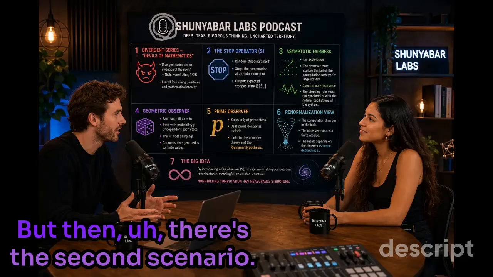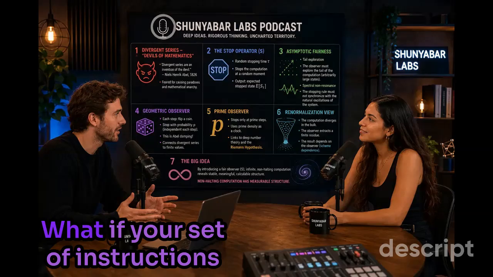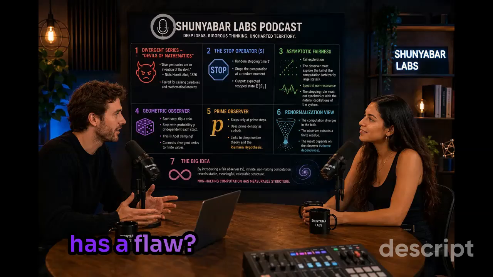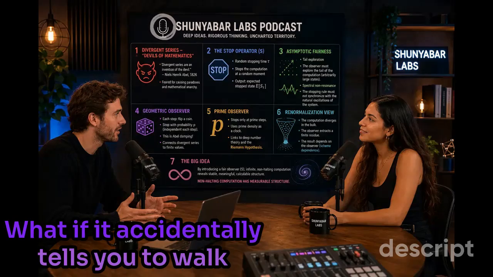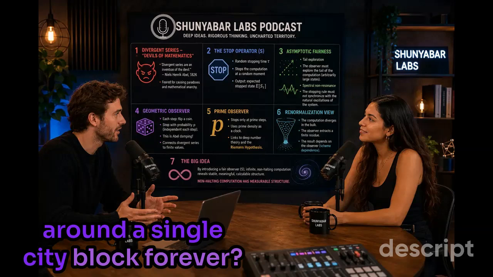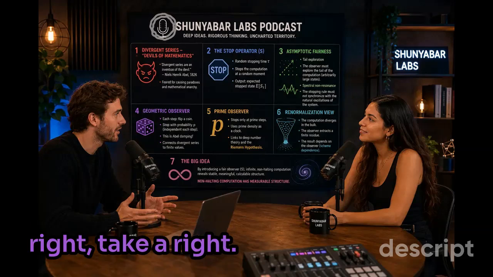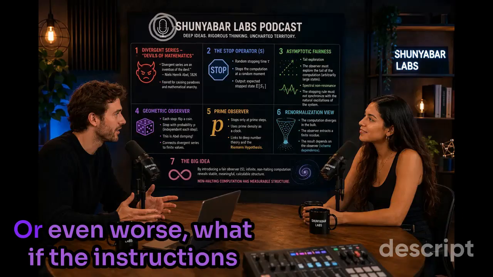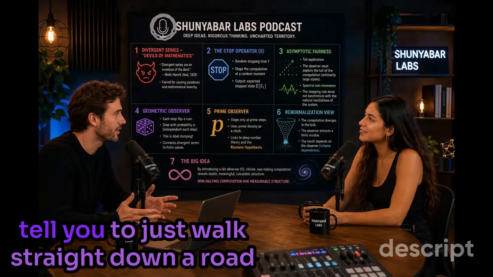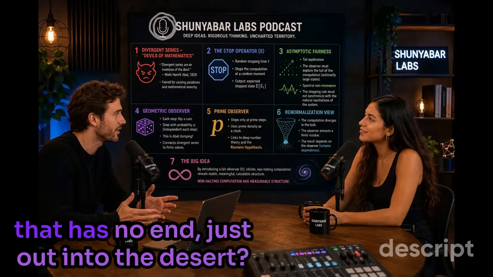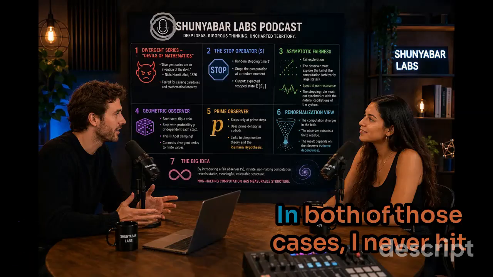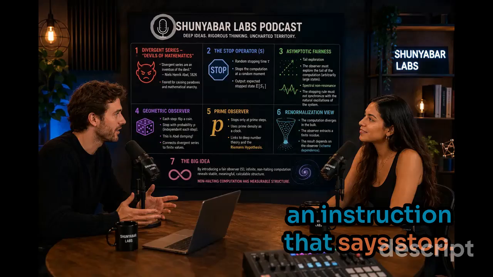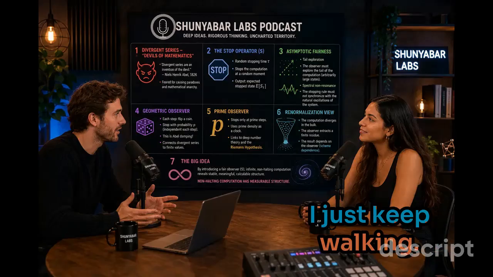But then there's the second scenario. What if your set of instructions has a flaw? Yeah. What if it accidentally tells you to walk around a single city block forever? Take a right, take a right, take a right. Oh man, you just keep walking in that square until the end of time. Or even worse, what if the instructions tell you to just walk straight down a road that has no end, just out into the desert? In both of those cases, I never hit an instruction that says stop. I just keep walking.